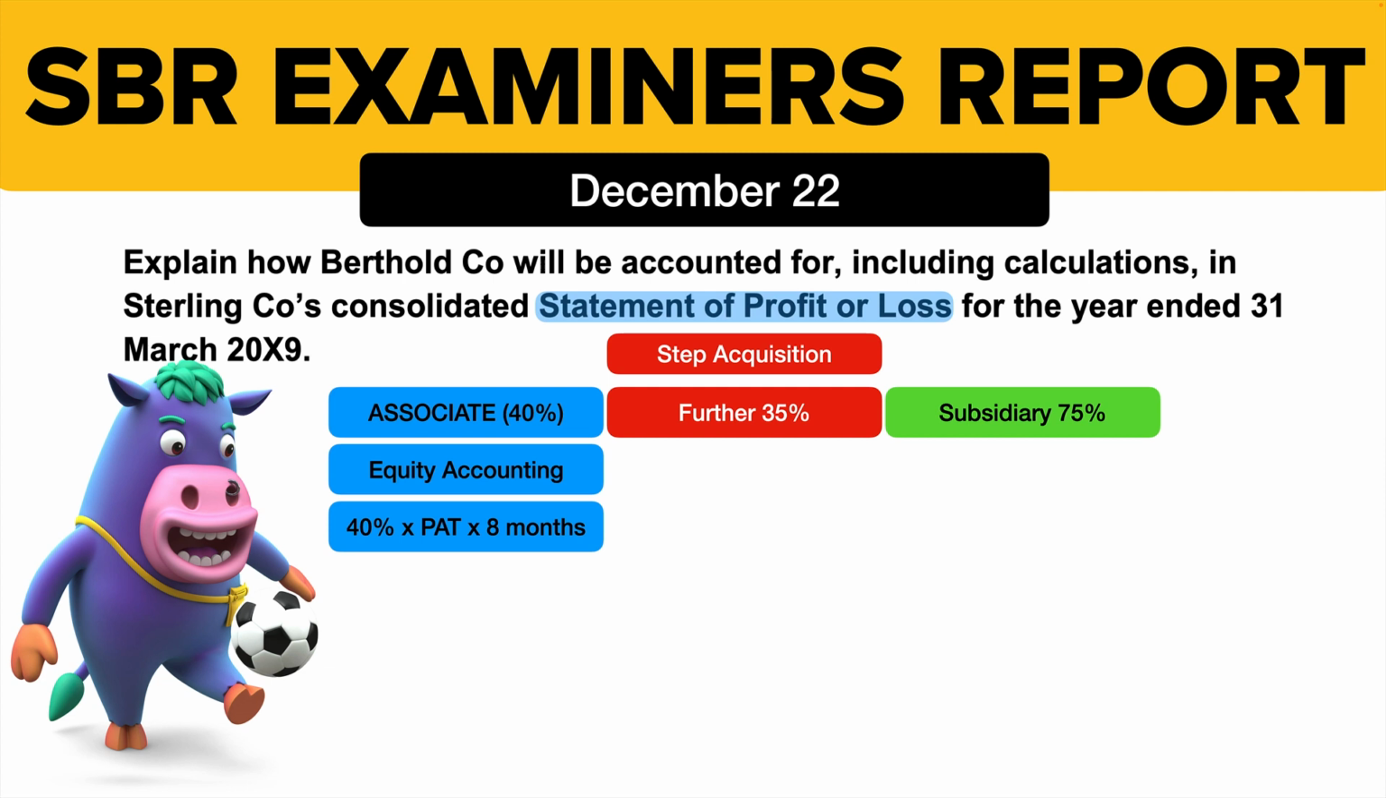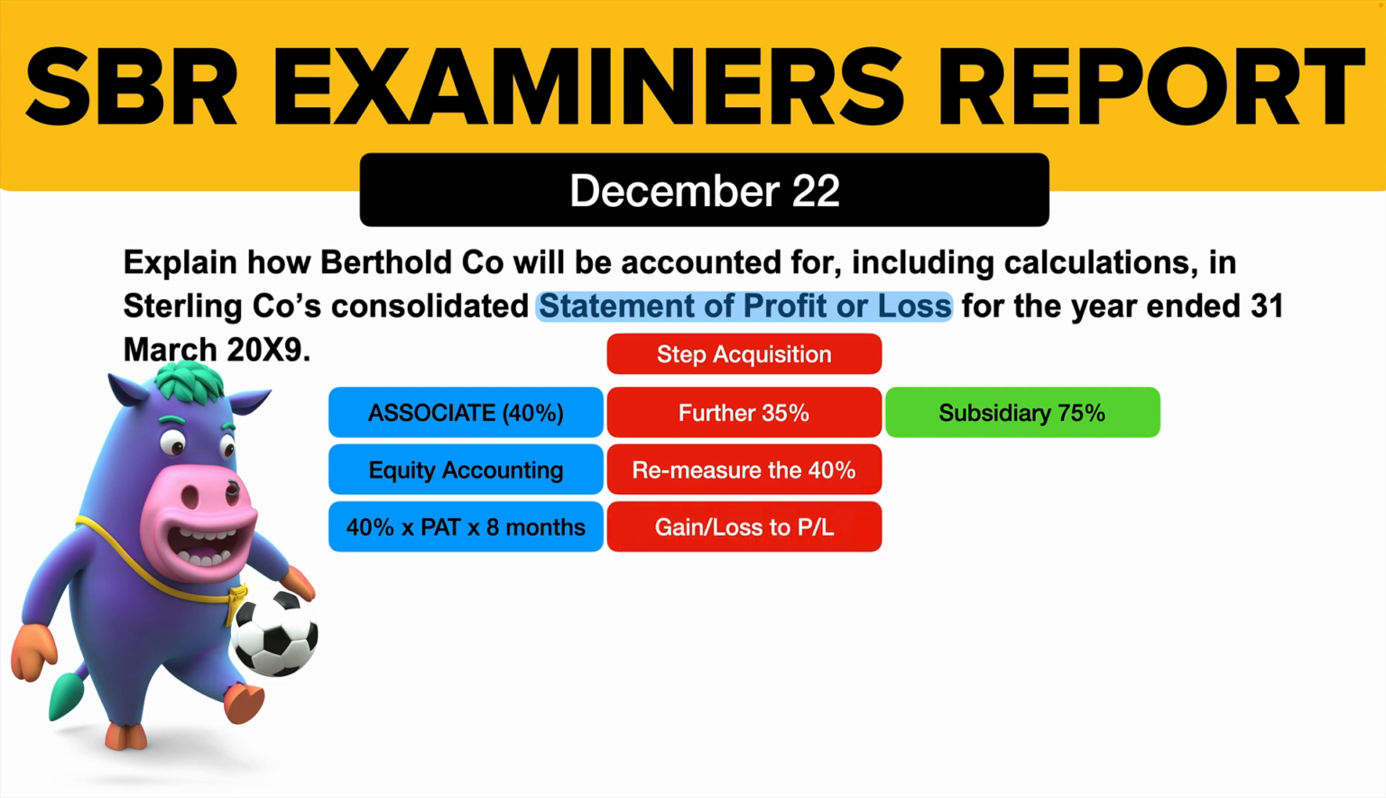Now we acquired another 35%. So now it's become a subsidiary. And so what you have to do immediately is remeasure the original 40%. Okay, so you remeasure it to its fair value now, and any gain or loss would go to the P&L. So now you've got a subsidiary at 75%.